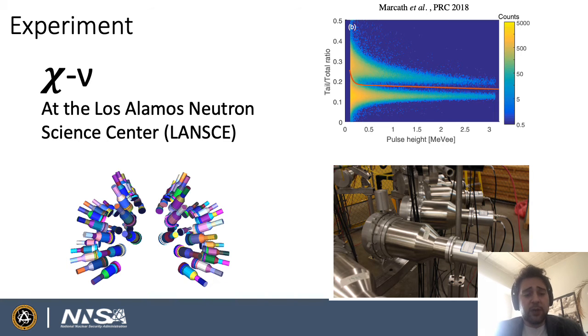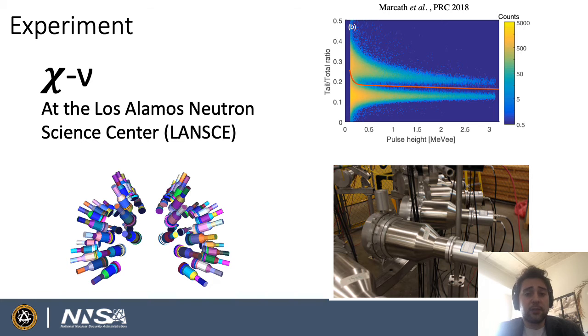Now, to apply this parameter to actual data, we are analyzing data collected at the CHI-Nu array at the Los Alamos Neutron Science Center. The array consists of 54 organic scintillation detectors, EJ-309 liquid organic scintillation detectors, as shown here in an MCNP rendering, as well as here in a picture of one detector.